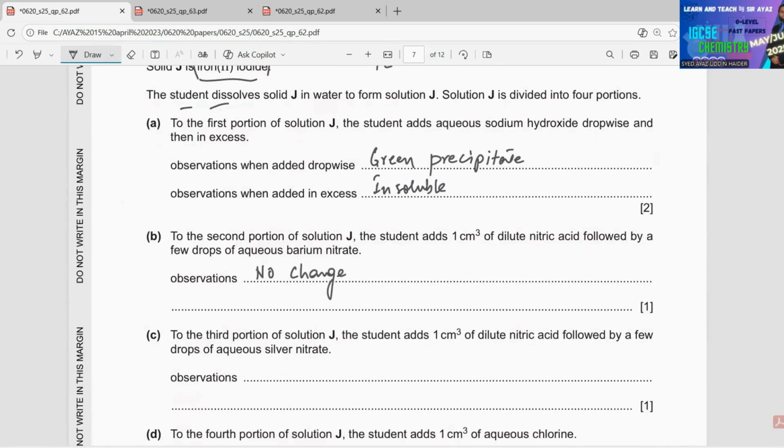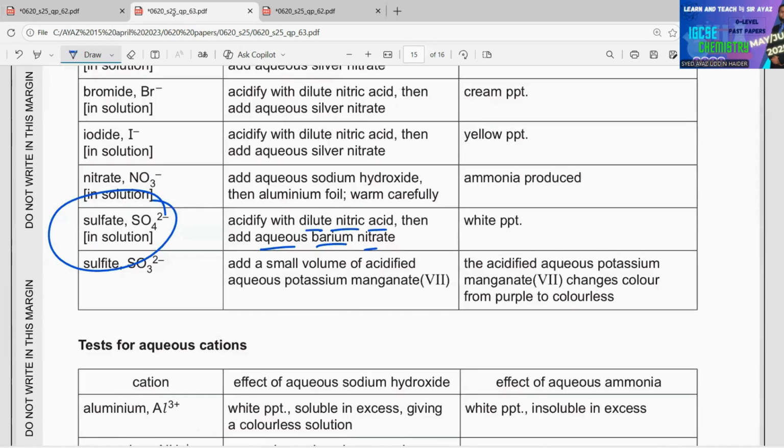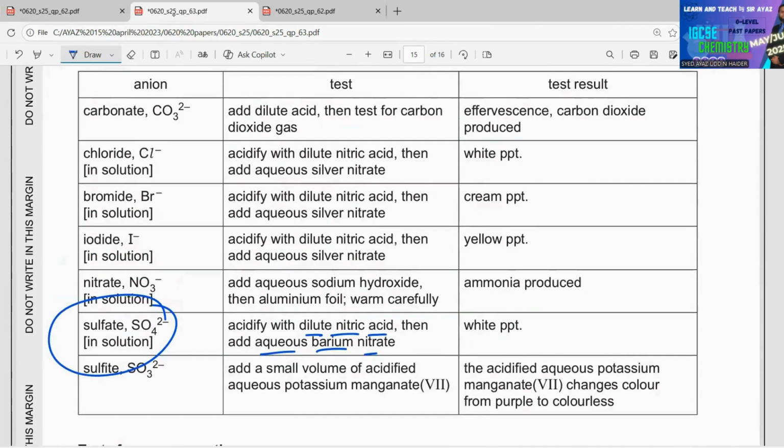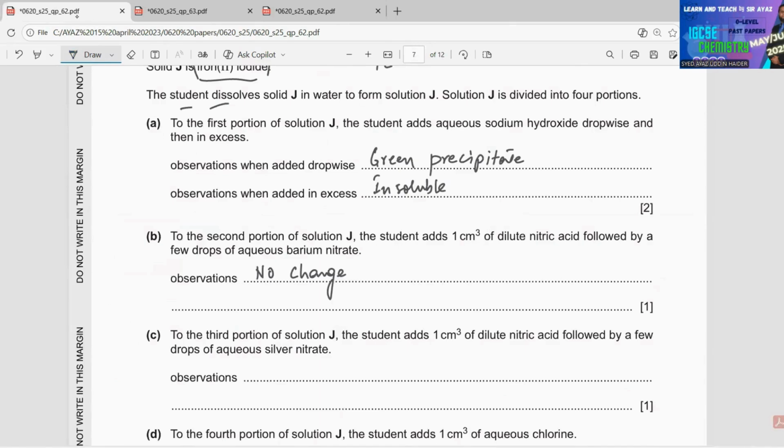C, to the third portion of solution J, the student adds 1 centimeter cube of dilute nitric acid, followed by a few drops of aqueous silver nitrate. Observations. This must be the test for the anions. If you see, here's the anion list and the test. Acidify with dilute nitric acid, then add aqueous silver nitrate for all of these three. And we have iodide here, so you will be getting yellow precipitate. So you write yellow precipitate due to the presence of this iodide ion.